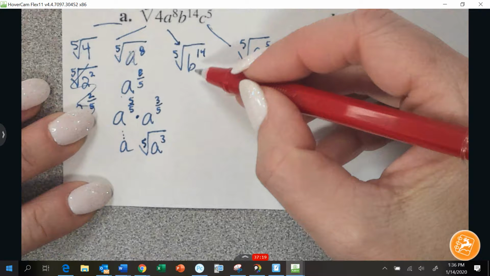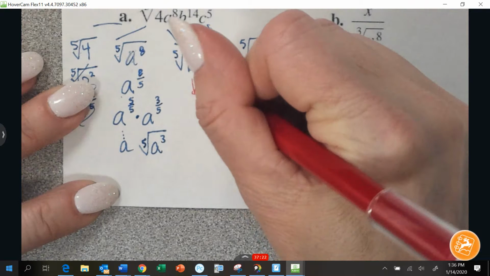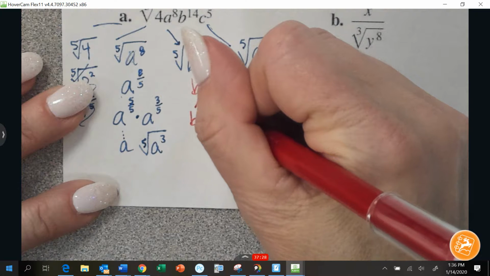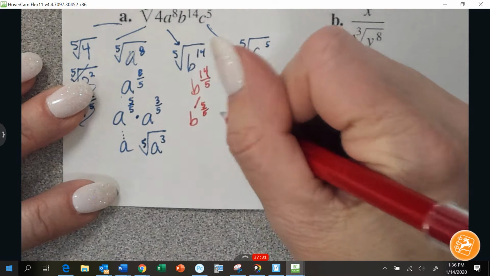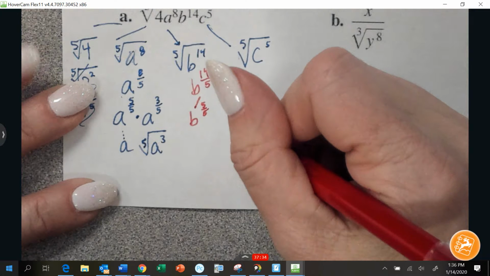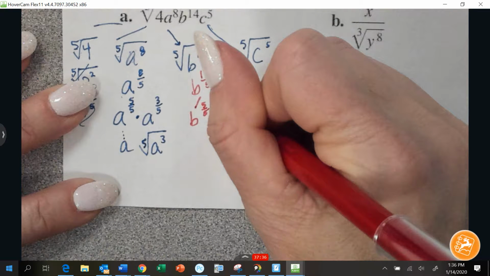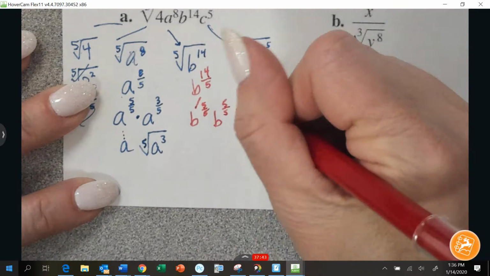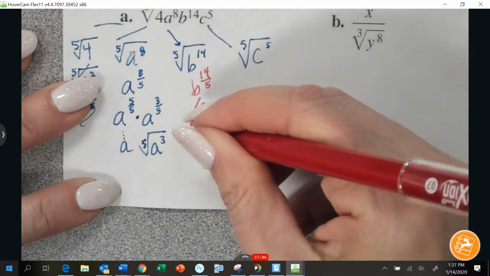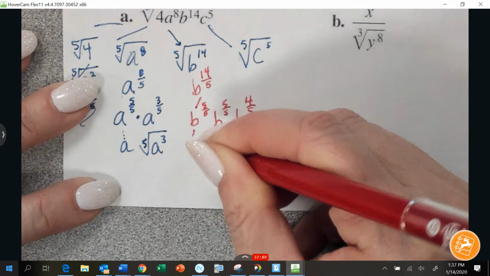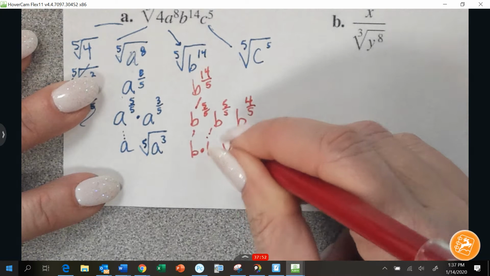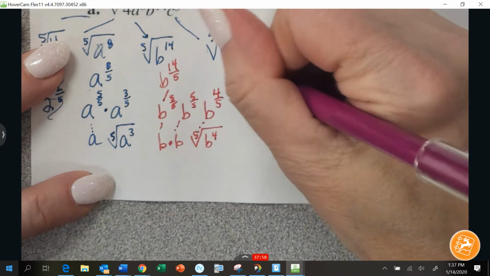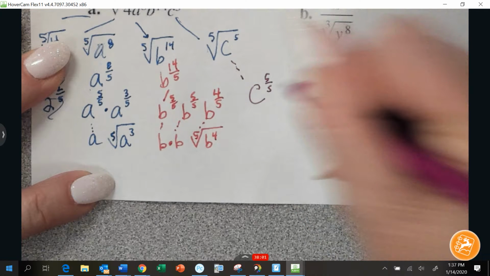Okay, I'm going to change colors because these are now looking like a lot of mess up here. So I'm going to do the b's. So b to the 14 over 5, that's going to separate into b to the 5/5. Do we have any more 5/5 in there? Because doesn't 5 go into 14 like 2 whole times? So I have another b. And then how many are left over? I've got 5 more fifths. How many are left over? 4/5. So both of these 5/5 become b's. So I've got b times b. And then I'm going to put this back into radical form. The fifth root of b to the 4th. And then I've got c to the 5/5 is what? C.